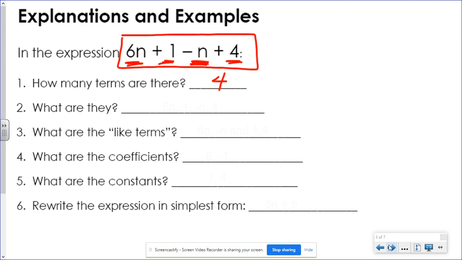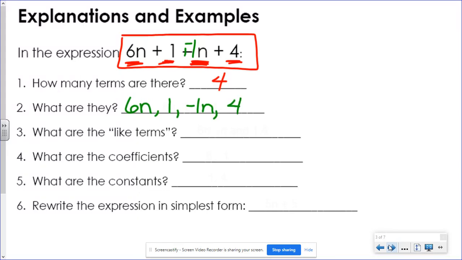Now, that negative in front of the n, that does bother me. So I would say if there's ever a variable with no coefficient, I'm going to put a 1 there. And we're going to do our keep, change, just like we did in our order of operations. So I'm going to do this and make that into a negative 1n. So now when I ask, what are the terms? The first term is 6n. The second term is 1. The third term is negative 1n. You do need the negative in there. And the fourth term is 4.